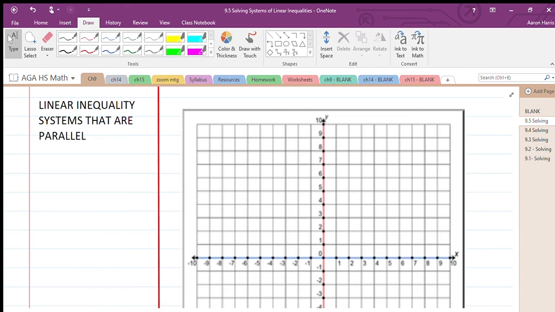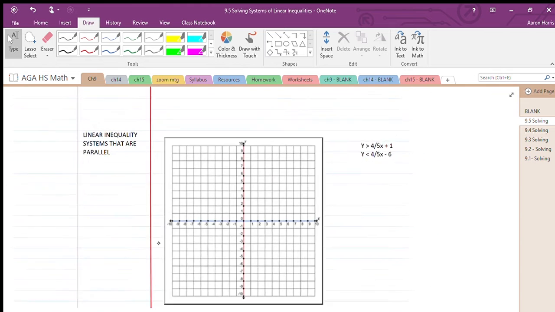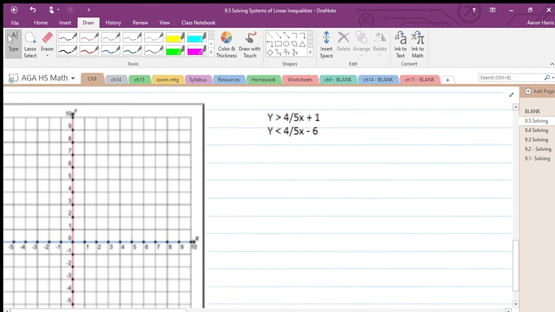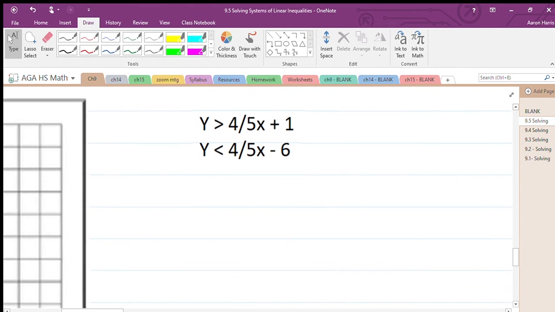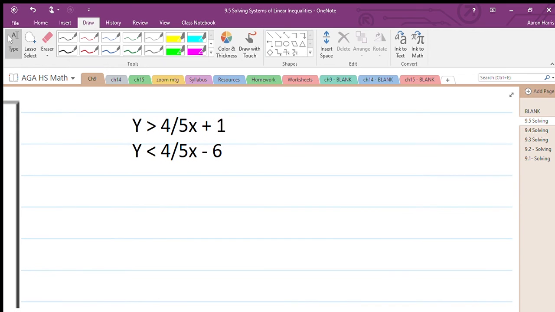So linear inequality systems that are what? Parallel. Gotta make sure that we understand what's going on here, okay? Don't want you to be confused. So let's just go ahead and get this on the graph. How do I do this? Well, it's in slope-intercept form. So y is greater than, what kind of line am I going to get? That's right, dashed, because it's just greater than.